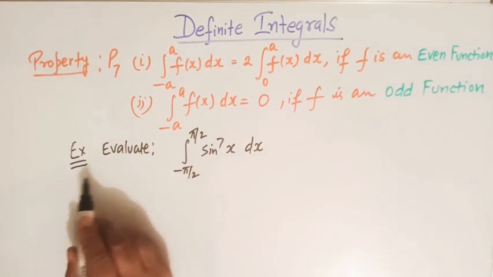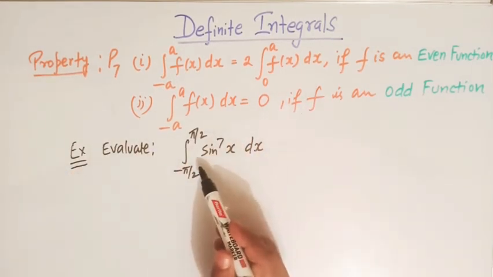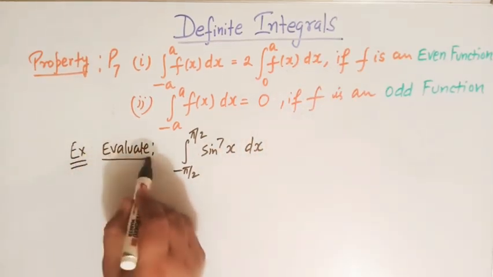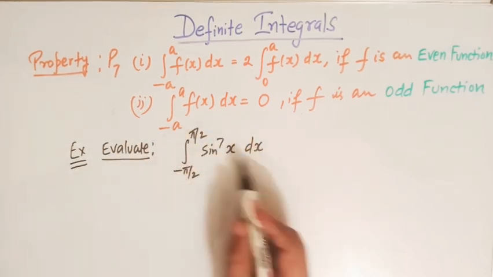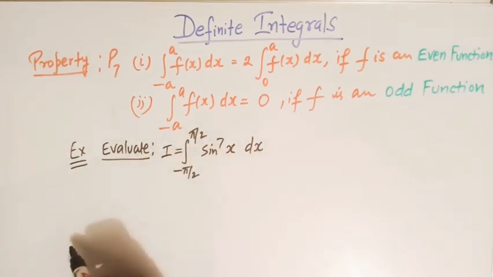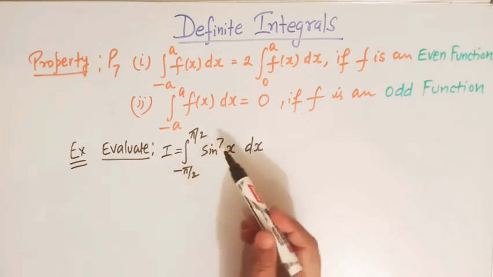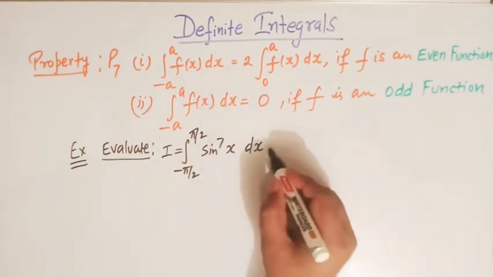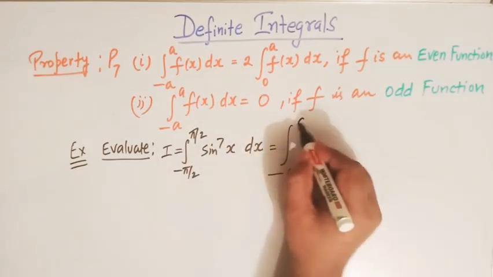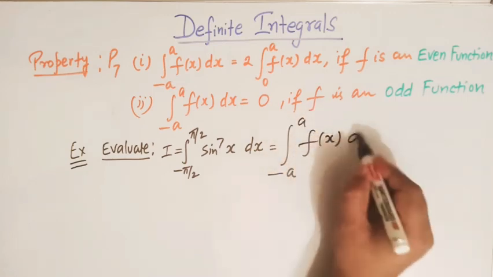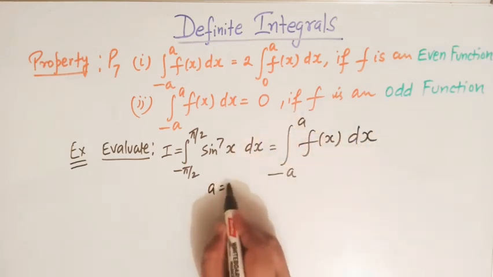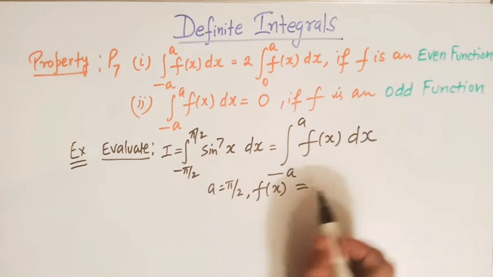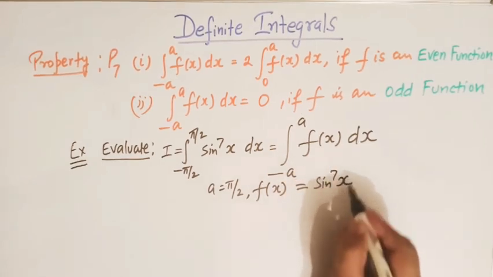Now viewers, let us solve some problems which are based on these two properties. So here the first one is we have to evaluate the value of this integral. Let us call this integral as I. Now we see that the form of this integral is of this form, right? So this is of the form minus a to a f of x dx, and a is pi by 2 here, and f of x is equal to sine raised to 7x.